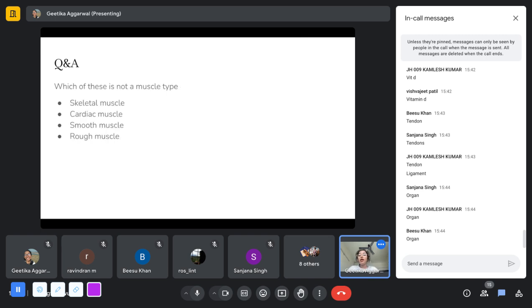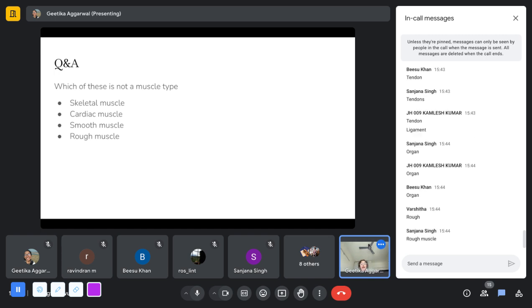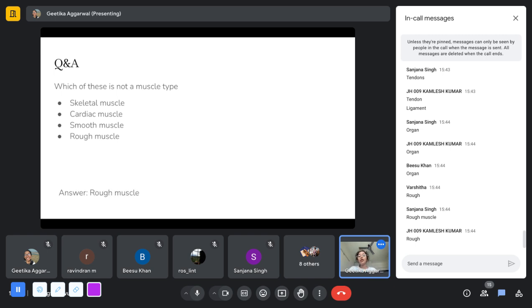Yeah. So, which of these is not a muscle type? So, we have different types of muscles. There is skeletal muscle, cardiac muscle, smooth muscle, and which of these is not a muscle? Rough muscle. Correct. So, we don't have anything that's called the rough muscle in our body. But we have the other three. Cardiac muscle is found in the heart, skeletal muscle is found in the skeleton, and smooth muscle is the involuntary muscle in different parts of the body.